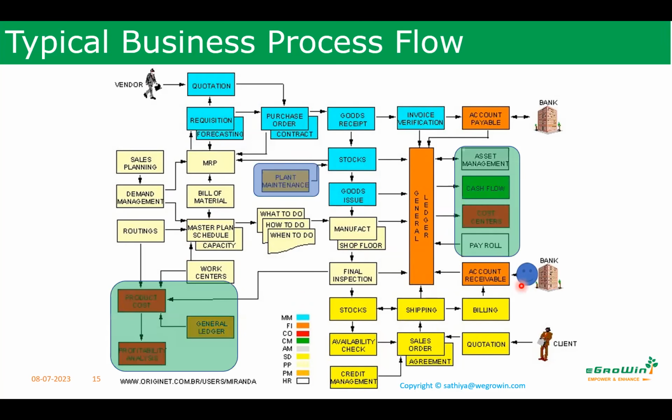Ultimately, the different functions there are plant maintenance, asset management, general ledger, these kinds of things. And also common modules like MM, FI, CO, asset management. Now you can see here how the business process is completely integrated throughout SAP. This is what we can see here.